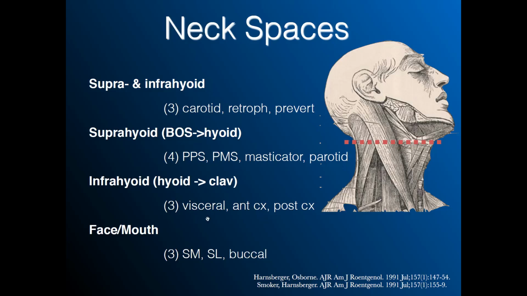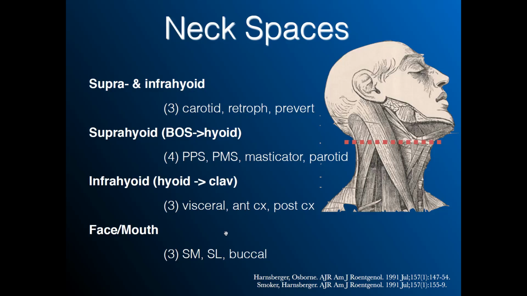And then the things that are only infrahyoid are the visceral space, which is the larynx, hypopharynx, and then the thyroid. And then anterior and posterior cervical space. And these terms, anterior and posterior cervical space, were used when Hansberger and Smoker first described the spaces in the neck like this for radiologists. But we don't generally call things the anterior cervical space very often these days.